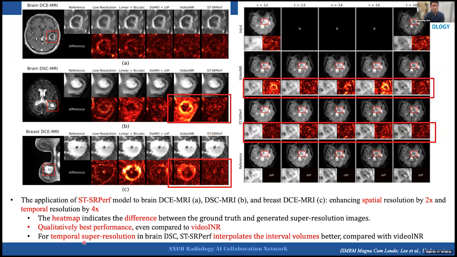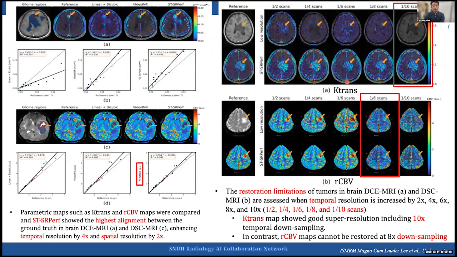So for temporal super resolution in Brain DSC, STSR-PERF interpolates the interval volumes like this, and better than video INR, as you can see. Parametric maps such as K-trans and rCBV maps were compared, and STSR-PERF showed the highest alignment between the ground truth and the generated PK maps in Brain DCE MRI and DSC MRI as well, enhancing temporal resolution by 4 times and spatial resolution by 2 times.